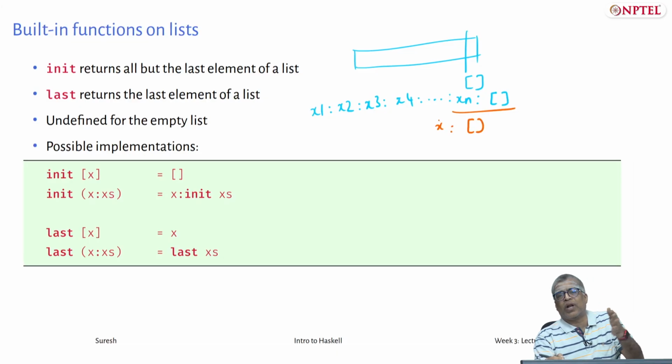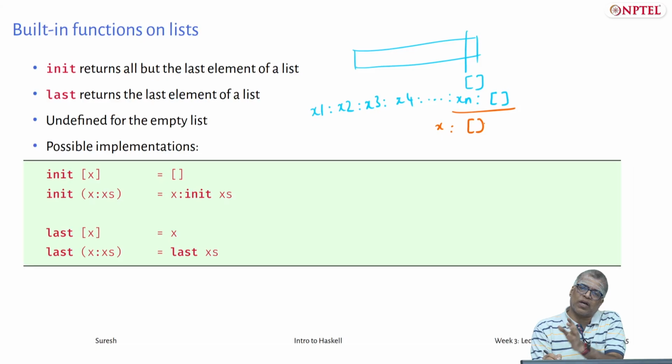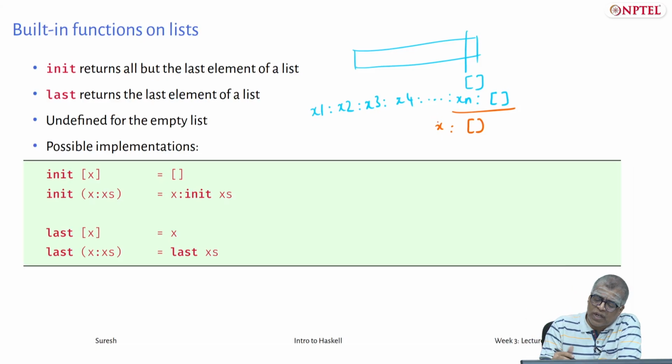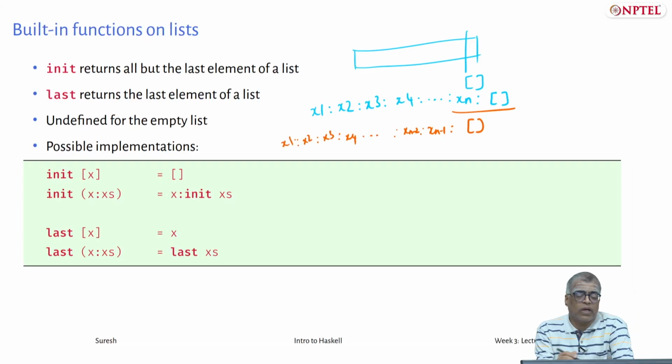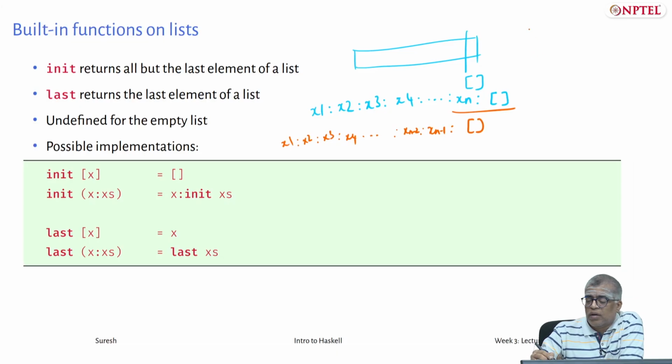I strip off one element after the other, go till the end, and when I reach xn followed by empty list, I will replace it by just an empty list, and then I have to put back all the elements that I stripped away. So, xn minus 1, yeah, so computing init takes number of steps equal to the length of the list.